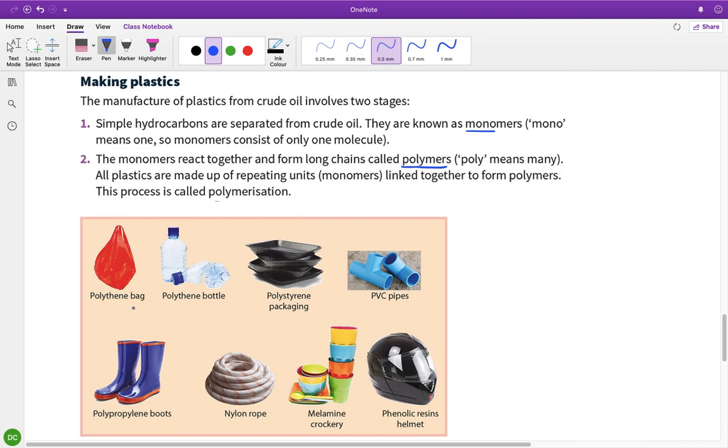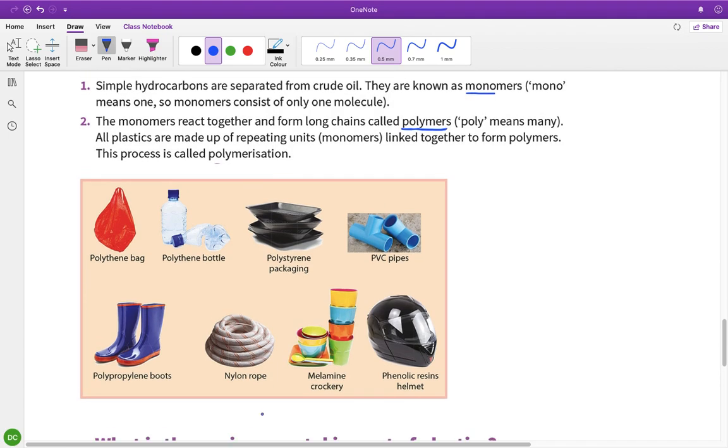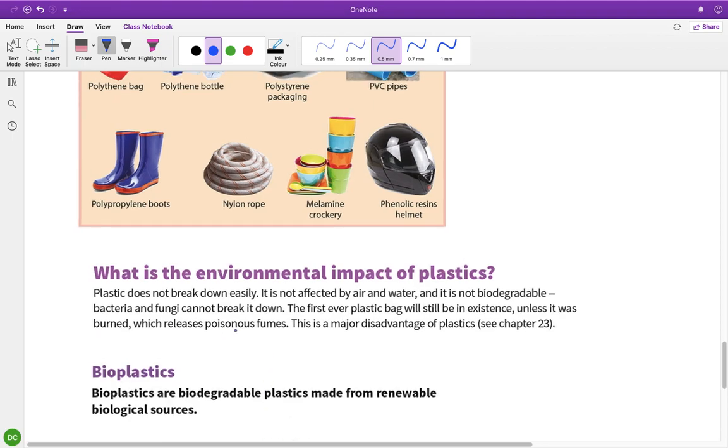So we have a polythene bag, polythene bottle, polystyrene, PVC, which is polyvinyl chloride, I think. I'm guessing there. But PVC pipes, polypropylene boots. And this is what I was talking about here, the cutlery. Nylon is an example of a plastic. So just some examples there. I mean, there's plastics all around us. So I just briefly mentioned this.